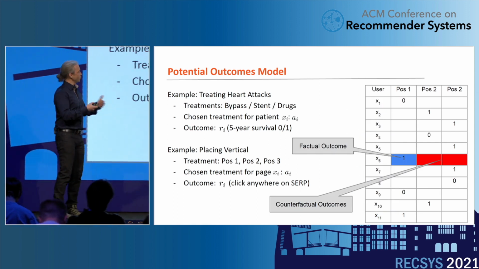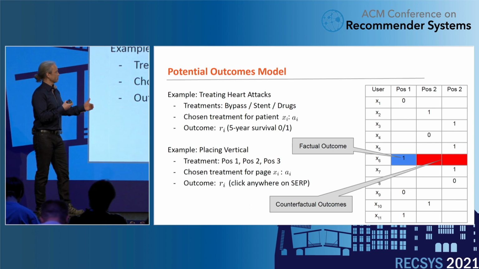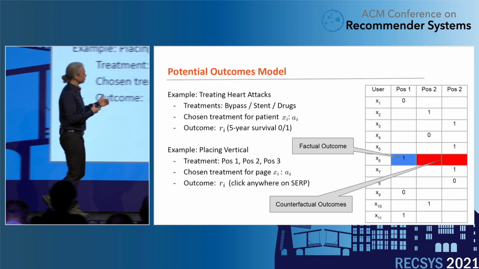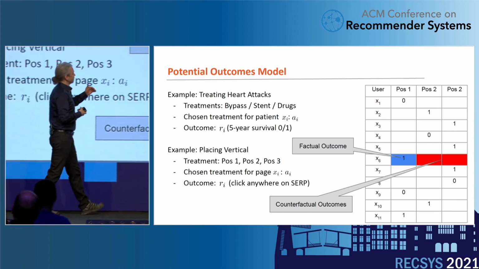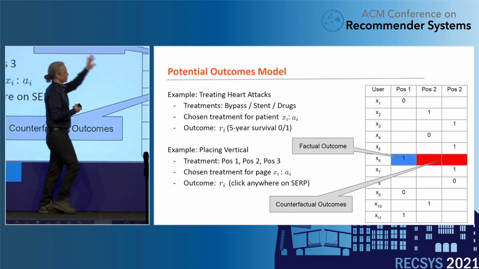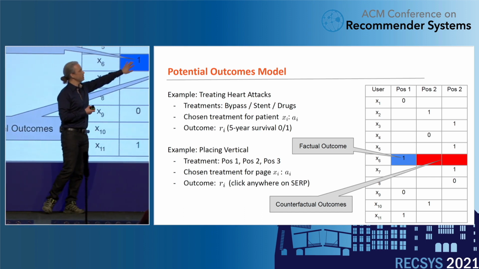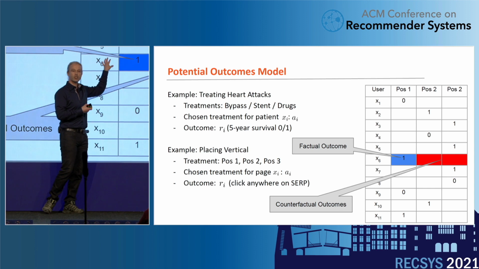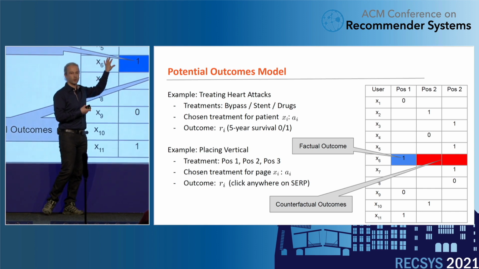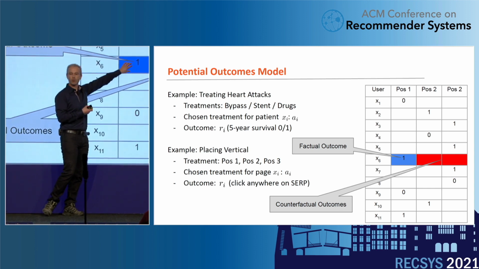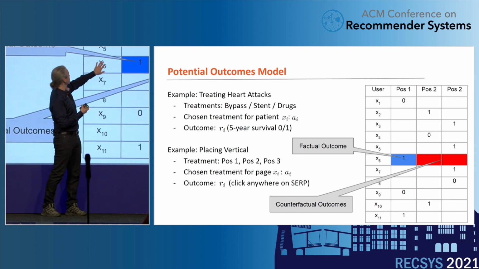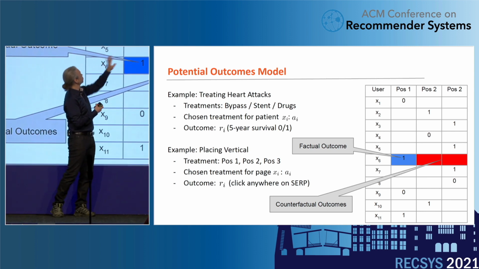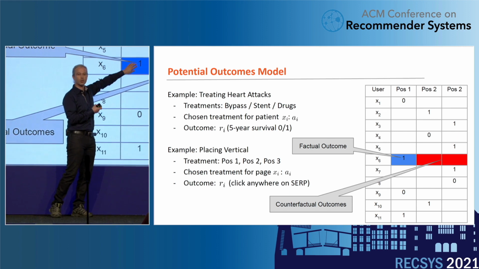So what's the issue here? What makes this complicated, dealing with this data? Well, there's the factual outcome, and the factual outcome is the action that we actually took for this patient or for this user. And we observe the reward for that action. So for this user 6, we put it in position 1, and the user interacted with the SERP.